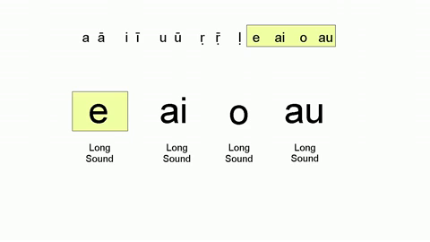E, Ai, O, Au. And that completes the list of 13 vowels. Let's go through them all at once now. Read along if you like. I'll go through them slowly.